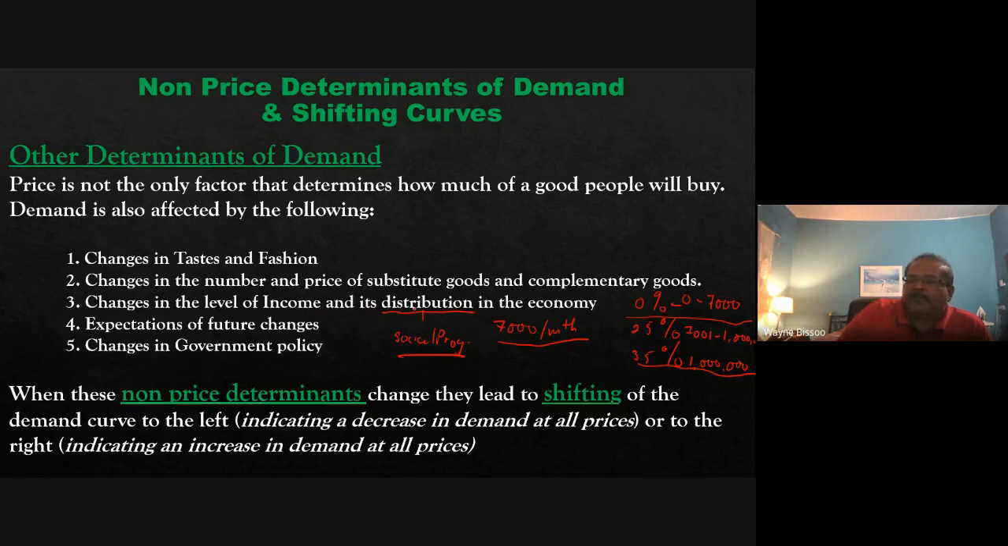But you can also have a change in the way in which income is distributed. When it moves from people who earn higher levels of salary to people who earn lower levels of salary, then you have a change in spending patterns and spending behavior. And that will cause the demand curve to shift to the left or to the right, depending upon the direction of the change. What about expectations of future changes? How does that affect your demand for something now?